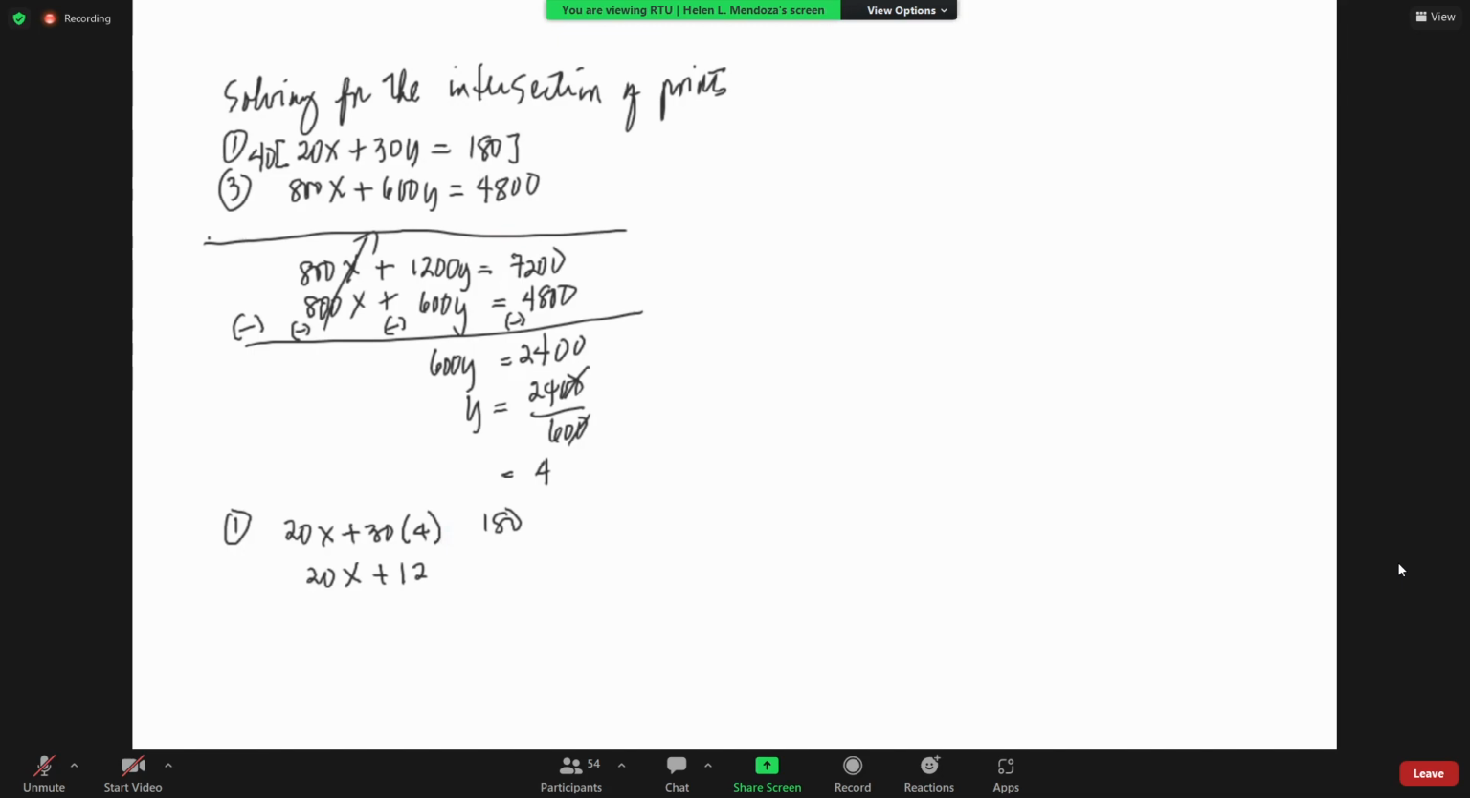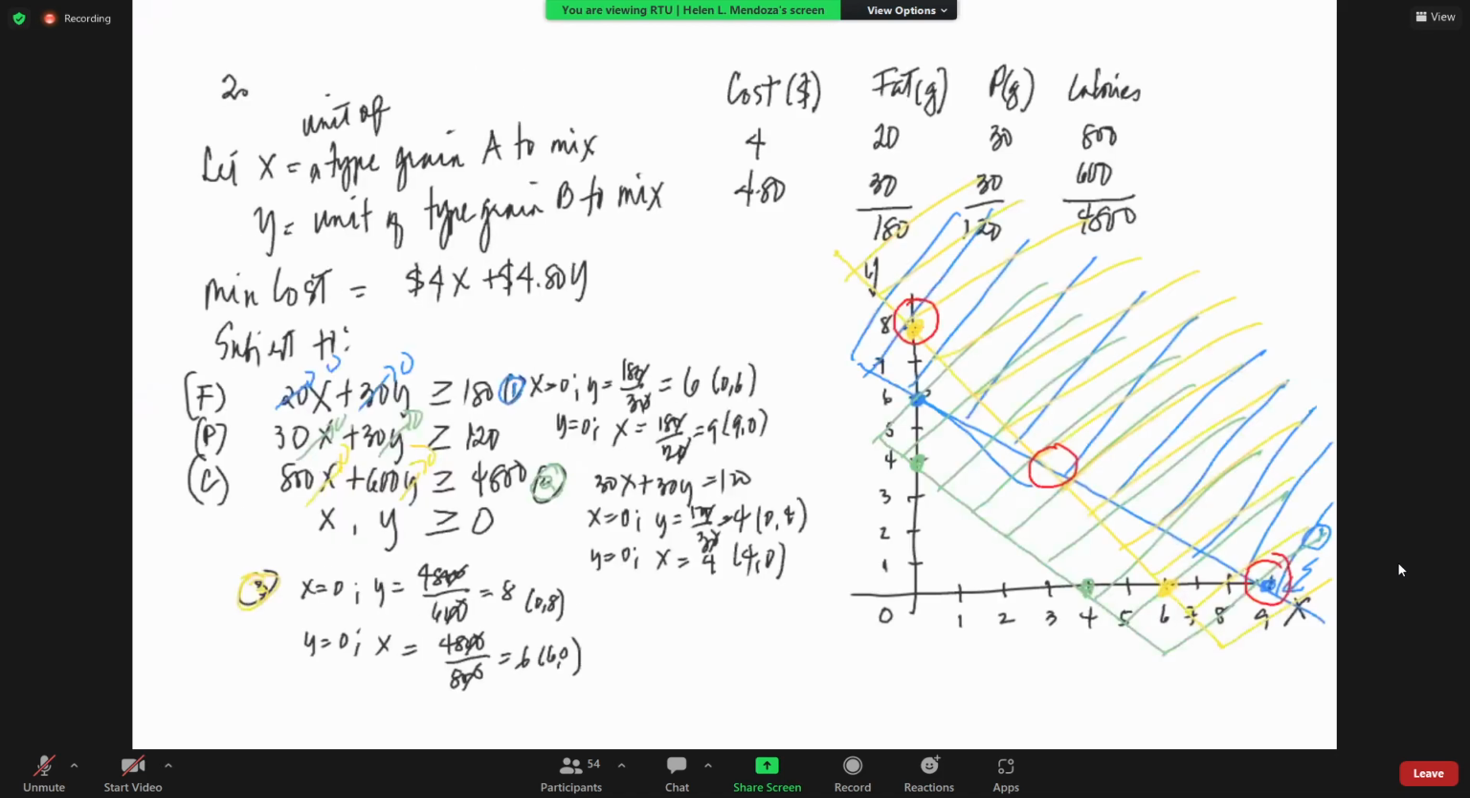Sinubstitute ko na pala. Yeah, so 120 is 180. 20x is 180 minus 120. So x is 60 divided by 20. So this is 3. So ang value mo dyan ay 3 at 4. So meron na tayong tatlong value. Isa-substitute na natin siya sa ating objective function.